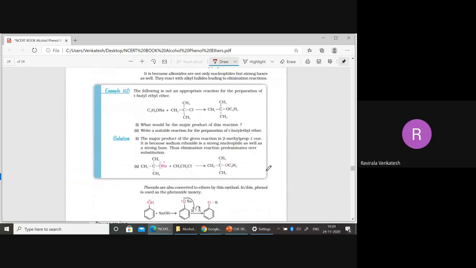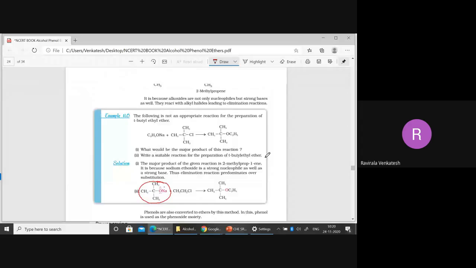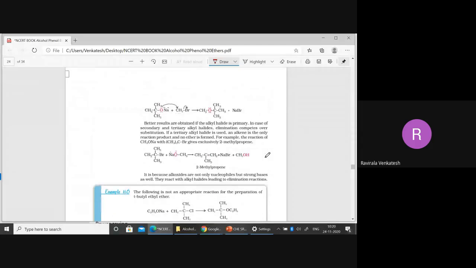देखो यहाँ पर है ना, the alkoxide must be a bulky group. The alkoxide must be a bulky group, right? See, here also you are taking the alkoxide, it must be bulky.